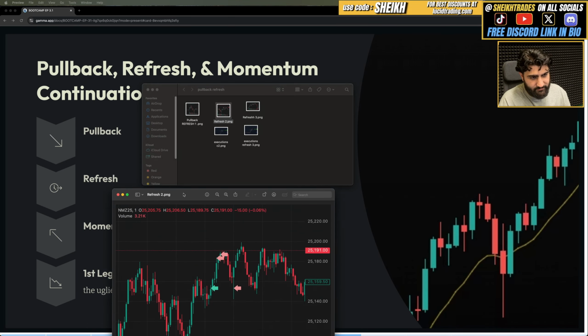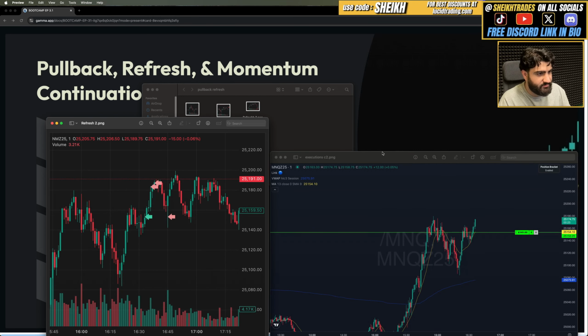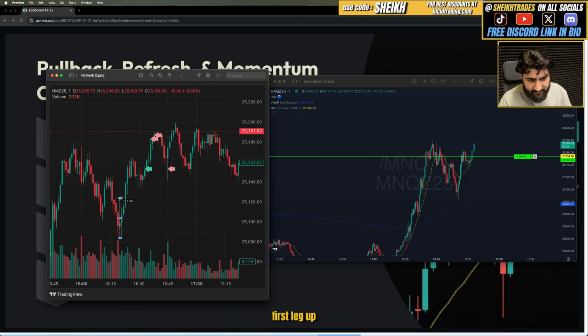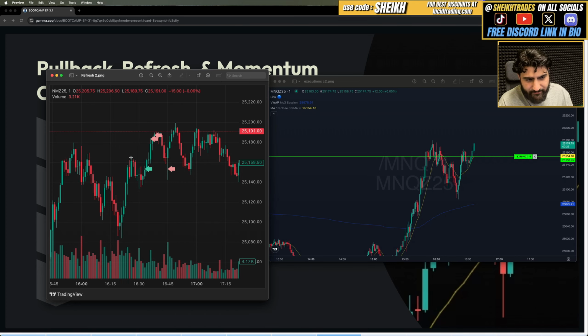Second example. Very good example. Yes. First leg up. So kind of crazy that you could see that if I don't long this, it never did a refresh. You could see it goes up, goes down, goes up, never makes the 1 minute bar for me to go up, and then we fail it. And then what happens? I remember that day, that was a VWAP bounce. We go up, down, mini up. This is also a valid long. I didn't take it, but it's a valid long.